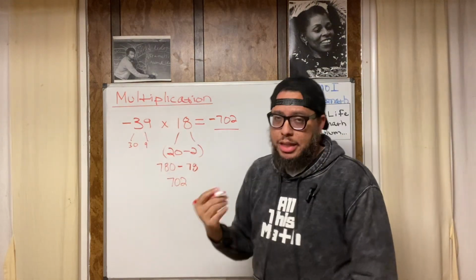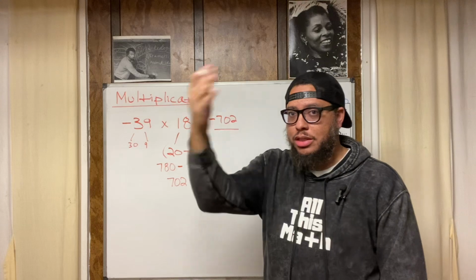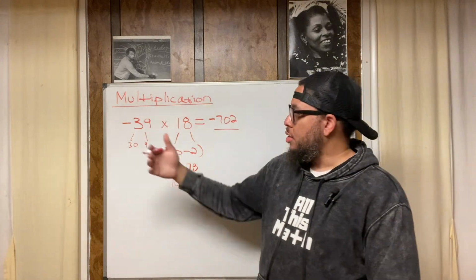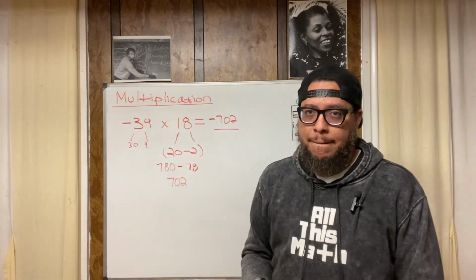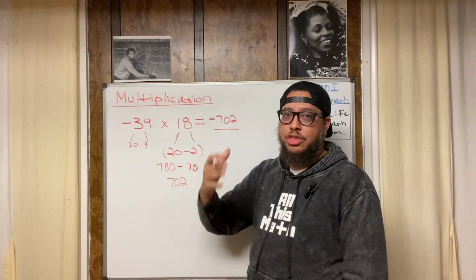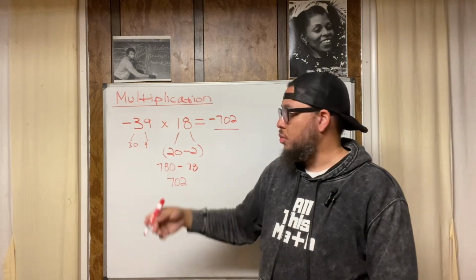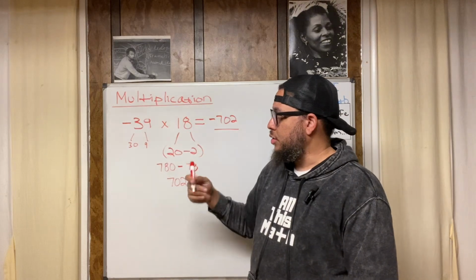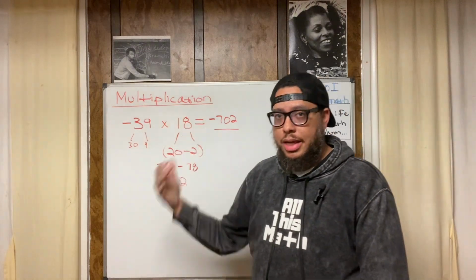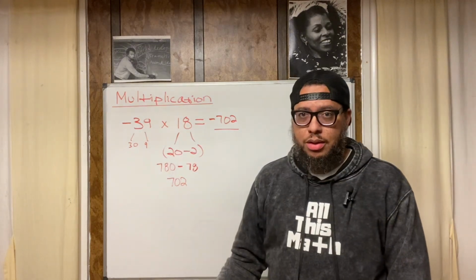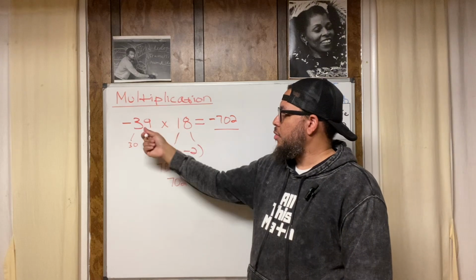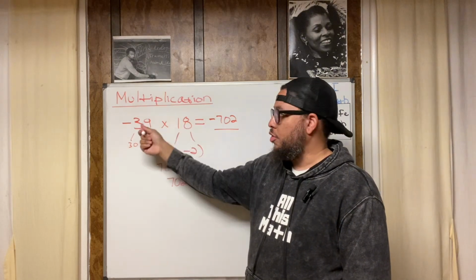40 times 18 is like doing 4 times 18 and just attaching a 0 to that product. 4 times 18 is 72, right? Because 4 times 10 is 40, and 4 times 8 is 32. 40 plus 32 is 72. So 4 times 18 is 72. Attach the 0. That's 720, right? But we only want 39 18s. We don't want 40 18s.